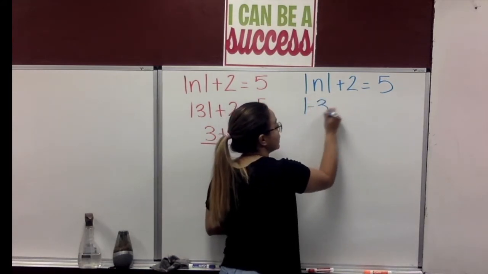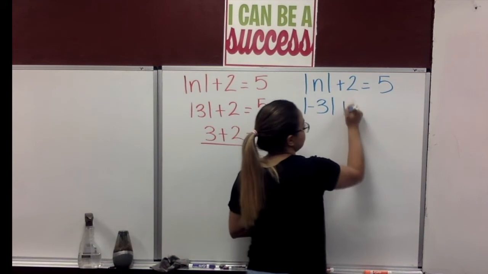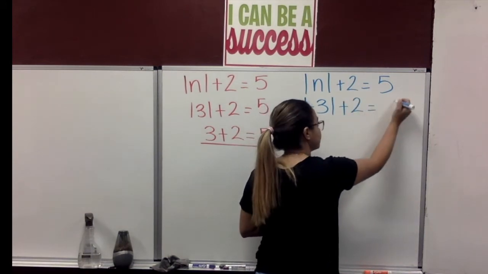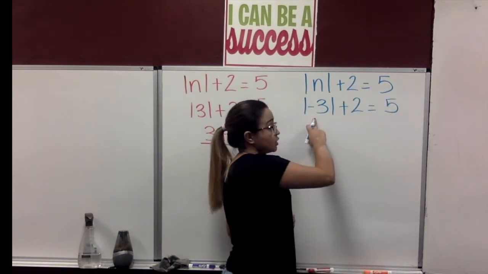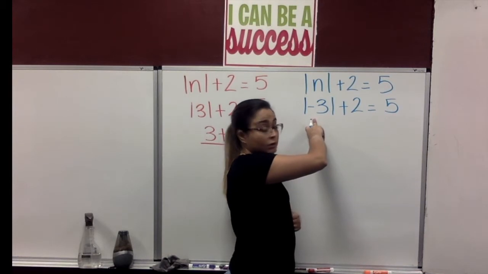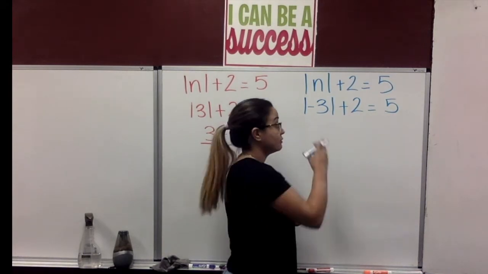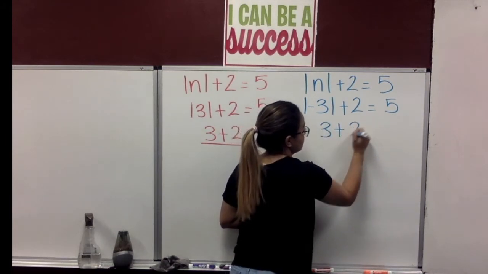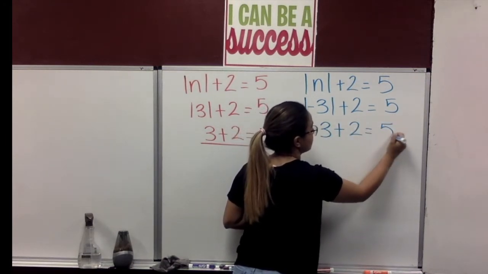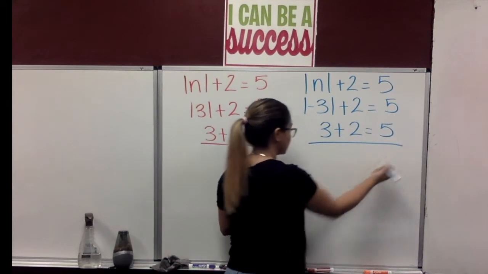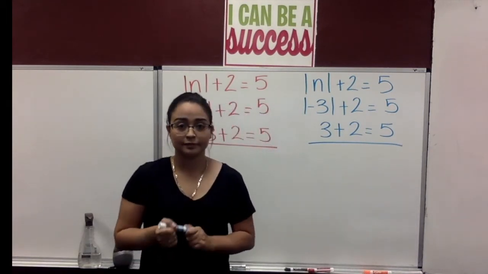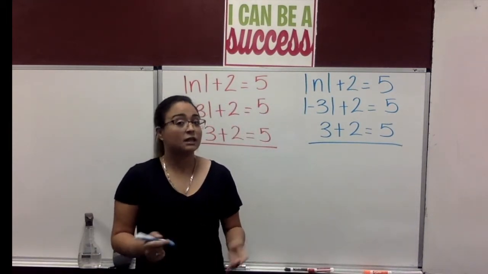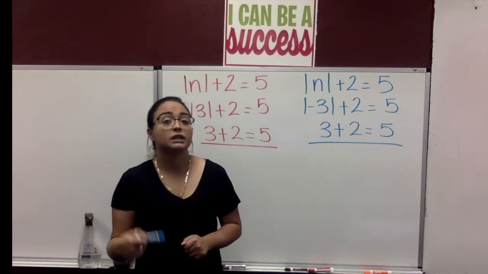On this side, we have -3. So the absolute value, or the distance from 0 of -3, is also 3. Therefore, this is also true. Does that make sense? Let's go into another example with an inequality.